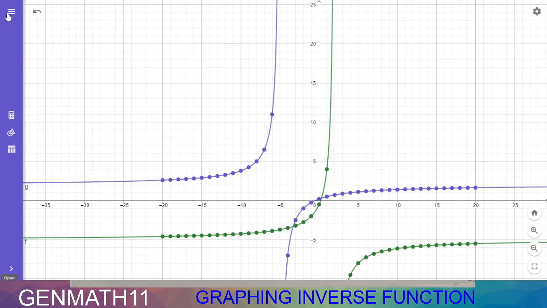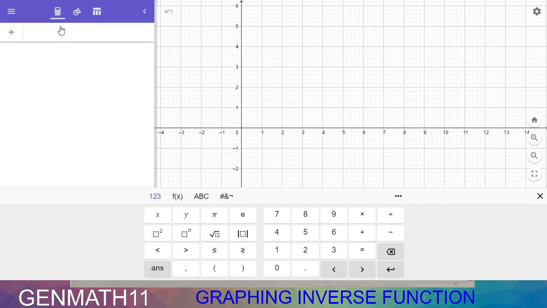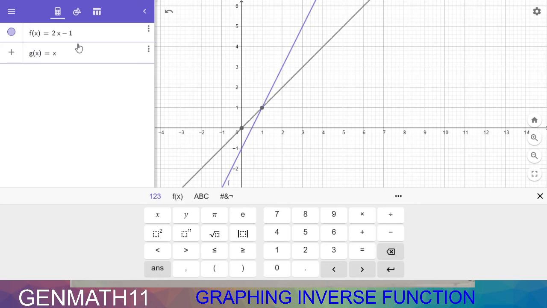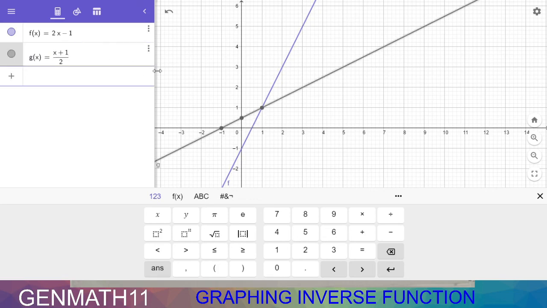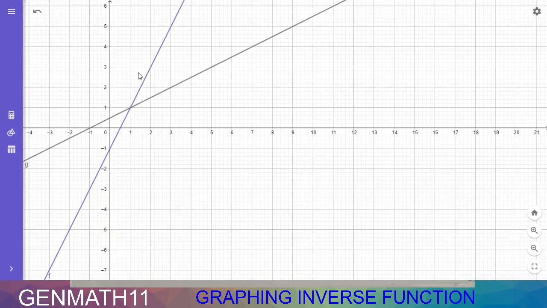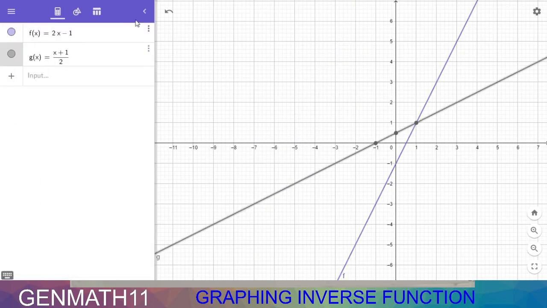Okay. So, burahin lang natin yung graph natin kanina. Tapos, i-graph lang natin yung function. So, f of x is equals to 2x minus 1. So, ito yung inverse natin. Then, the other one, ginawa ko lang siyang g of x, then x plus 1. So, yan. Sabi ko sa inyo, it is just a reflection of the original function, which is ito.